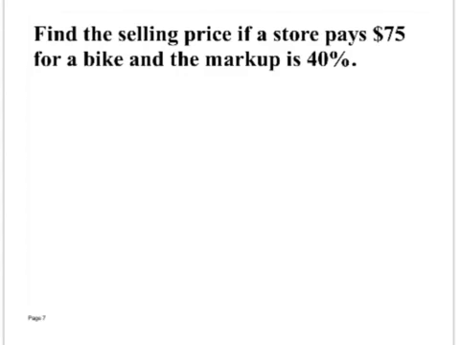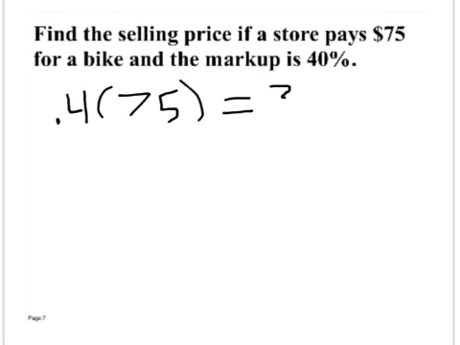Okay, let's do this problem. Find the selling price if a store pays $75 for a bike and the markup's 40%. So what they want you to do is find out how much the sticker price is if they raise it up by 40%. The normal way is to take 40%, 0.4 of 75, which happens to be $30. So 40% of 75 is $30.